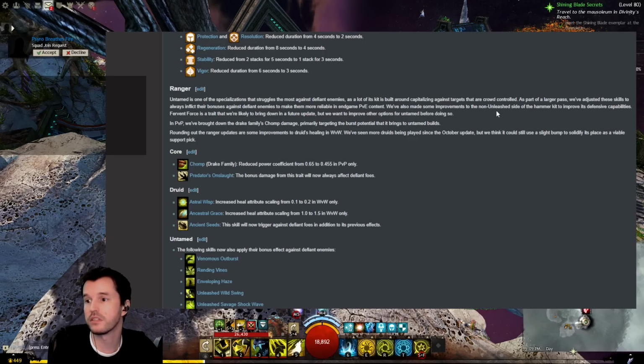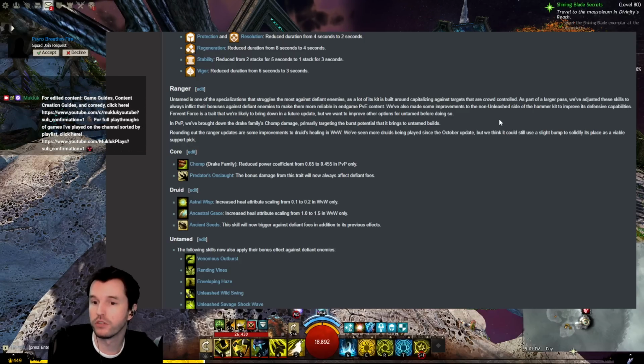We've also made some improvements to the non-unleashed side of the hammer kit to improve its defensive capabilities. Fervent Force is a trait that we're likely to bring down in a future update, but we want to improve other options for Untamed before doing so. In PvP, we've brought down the Drake family's chomp damage, primarily targeting the burst potential it brings to the Untamed builds. And yeah, apparently, Chomp has kind of taken over what the Tail Swipe used to be and was becoming problematic. For those that don't play Ranger, Chomp is just one of the abilities that Drake pets have, the big lizards, and so they are toning that down.